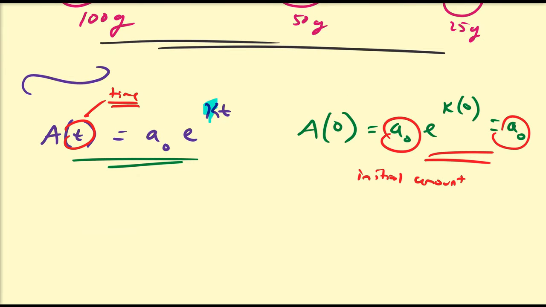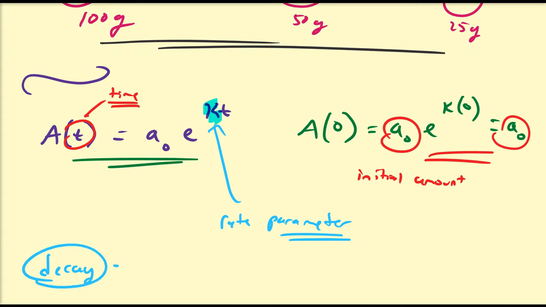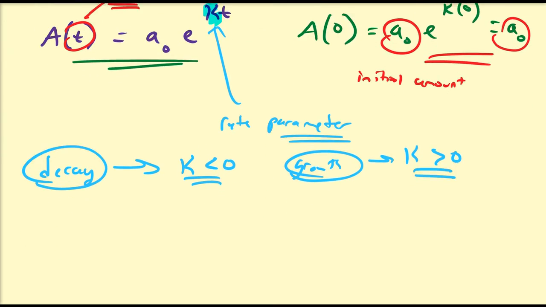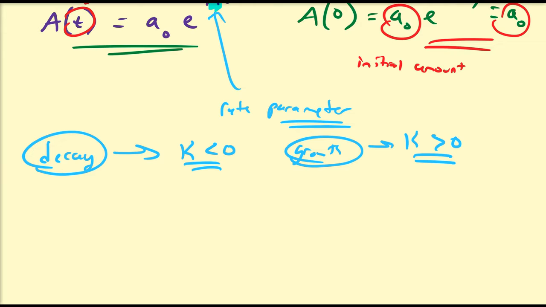So question, what is this k? This k is going to be a decay parameter. So this is a rate parameter. If this is a decay problem, we should get that k must be negative. And if this is an exponential growth problem, like our principal and interest example, then this exponent k must be a positive number. So let's see how this all works together for our particular example.